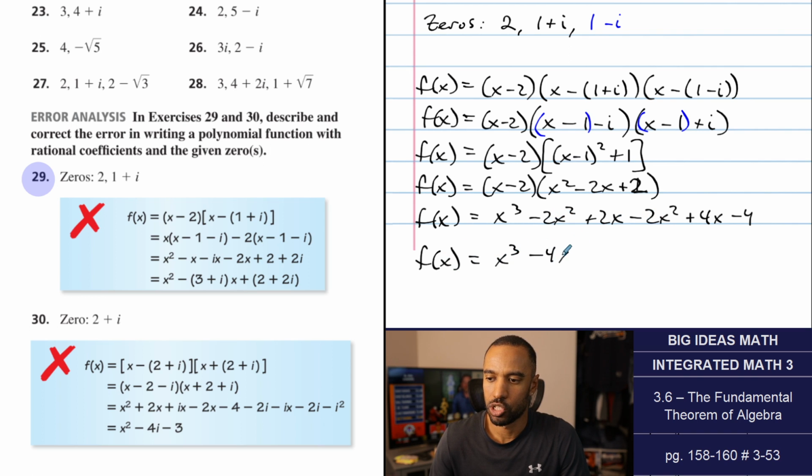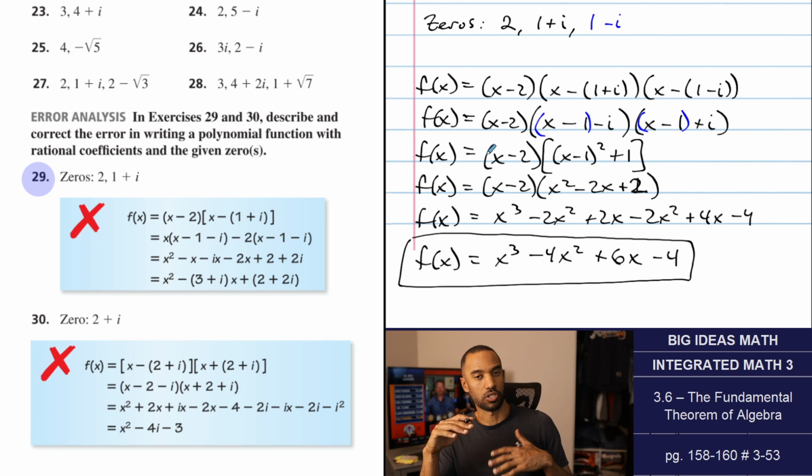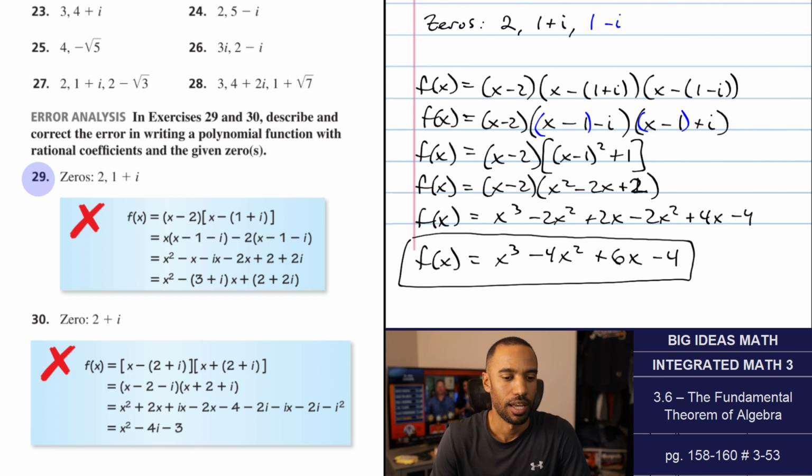Negative 2x squared minus 2x squared is here. 2x plus 4x is here. And negative 4 is there. And that has rational coefficients. That's what we were looking for. Not the i stuff. We don't want the i stuff.